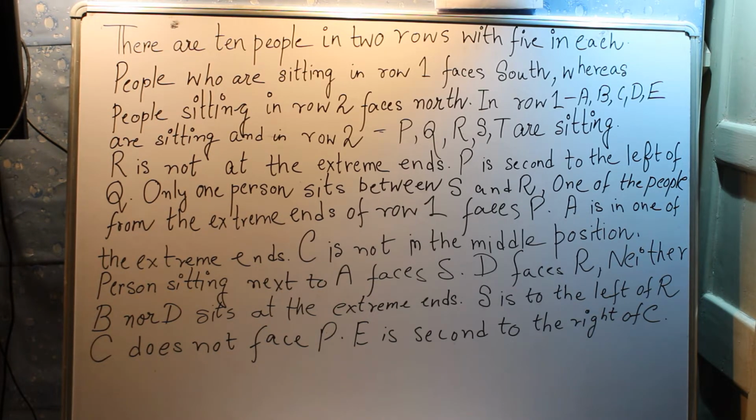R is not at the extreme ends. P is second to the left of Q. Only one person sits between S and R. One of the people from the extreme ends of row 1 faces P. A is in one of the extreme ends. C is not in the middle position. Person sitting next to A faces S.